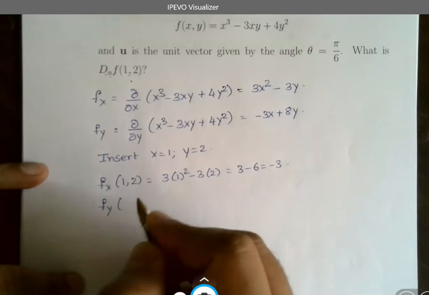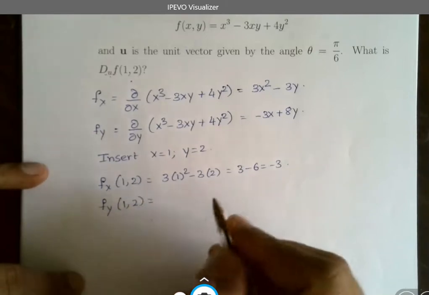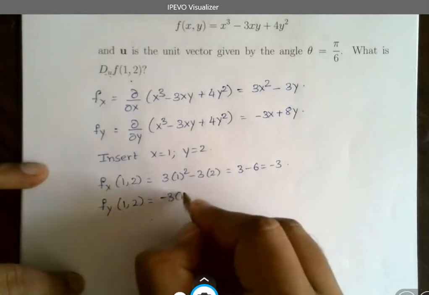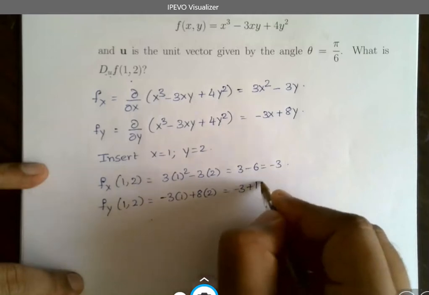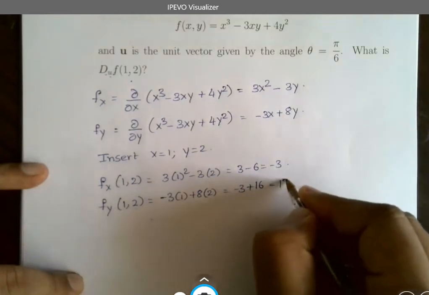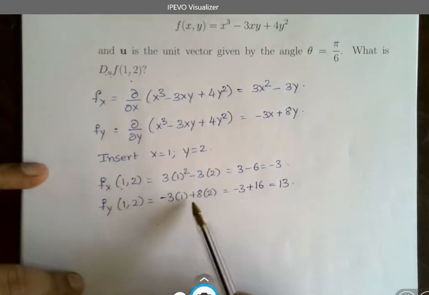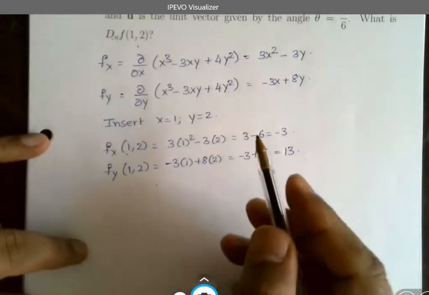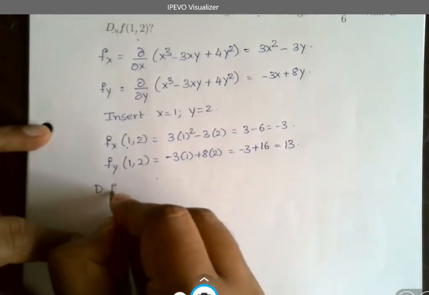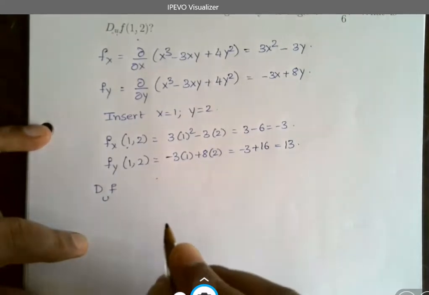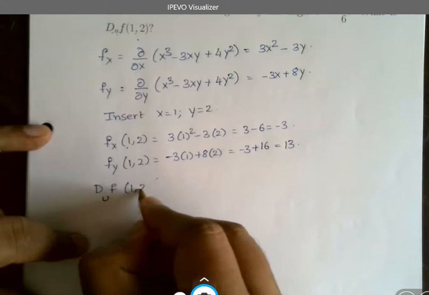The partial derivative of f with respect to y at (1, 2) is going to be negative 3 times 1 plus 8 times 2. That's negative 3 plus 16, so 16 minus 3 is 13. So those are the partial derivatives evaluated at (1, 2). Now you want to find the directional derivative of f in the direction of the unit vector u at the point (1, 2).